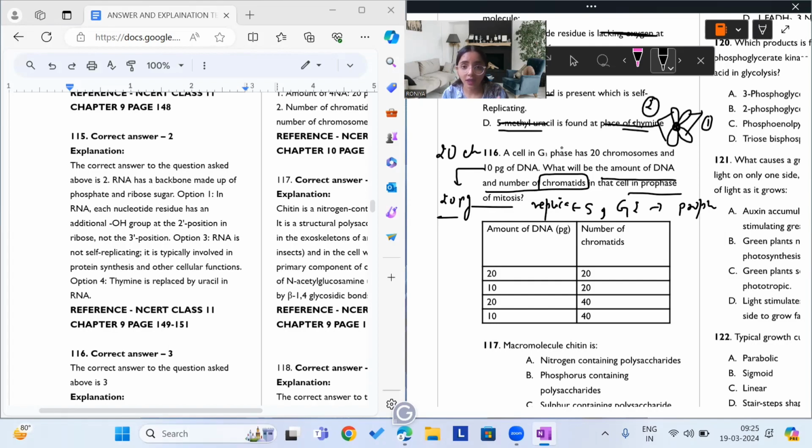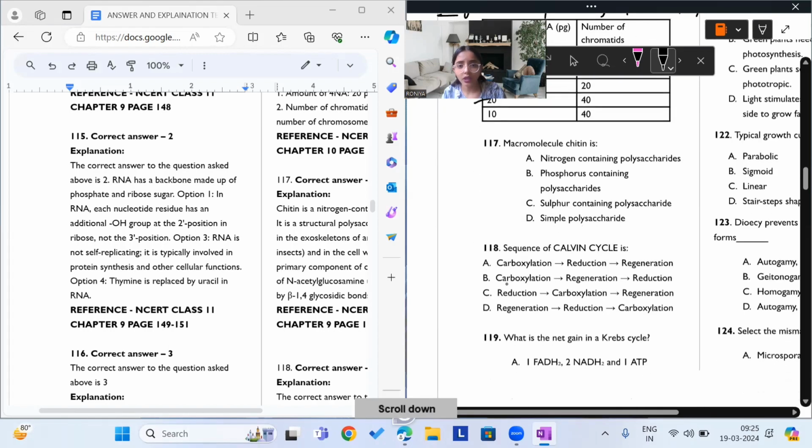That is, instead of 10 picogram, it will be 20 picogram, and the chromosomes will be same. That is 20 chromosomes and chromatids will be 40. Okay, because each chromosome has 2 chromatids. So answer is 20 picogram of DNA and 40 chromatids. That is option number 3. Okay, 117. What it is saying?